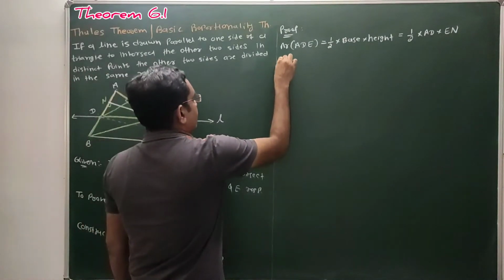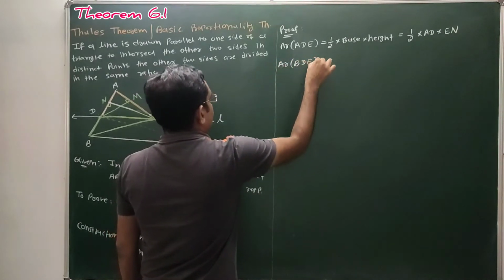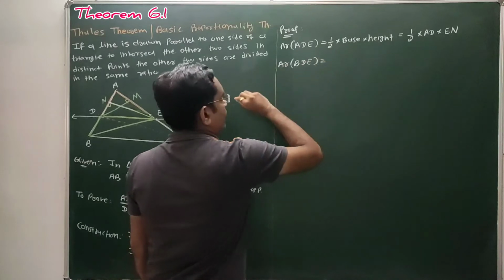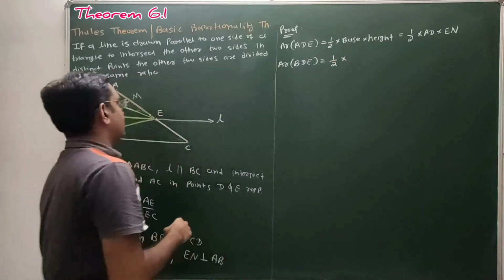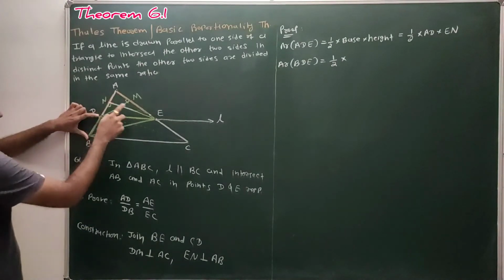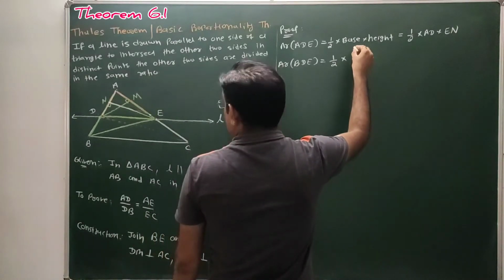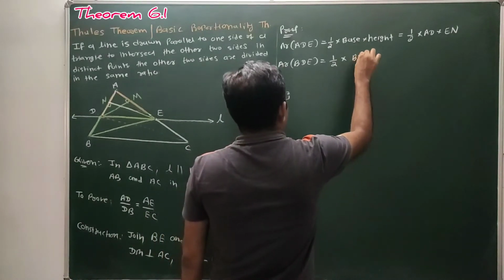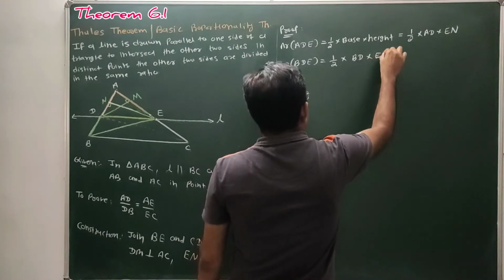So what is the area of triangle BDE? Area of triangle BDE is nothing but again 1/2 base into height. So it's 1/2, base of this triangle BDE is BD, and height is nothing but the EN. So this one, base is BD, and height is nothing but the EN.